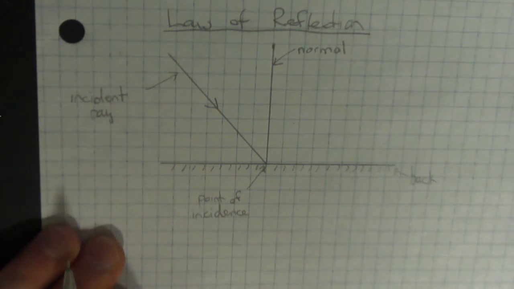Have you got a protractor? Have you got a ruler? Have you drawn this picture?